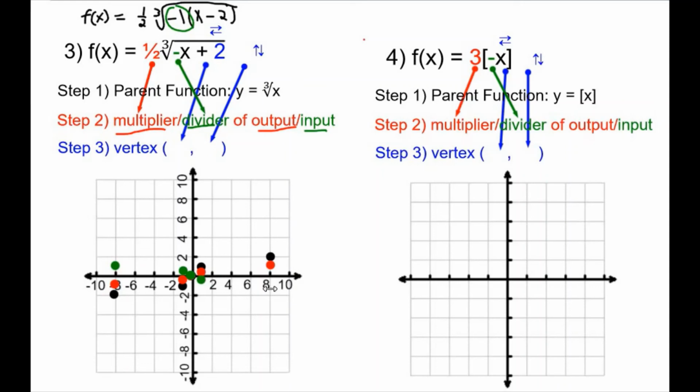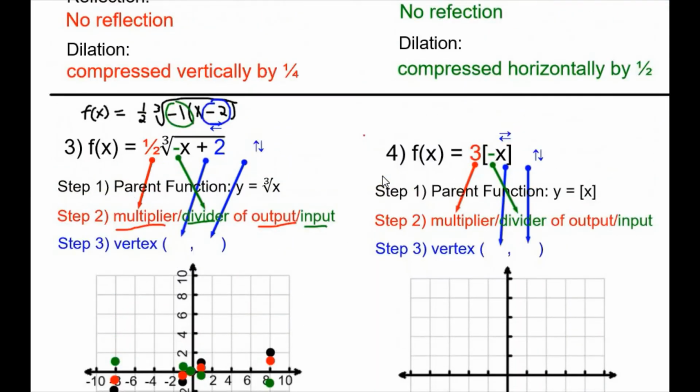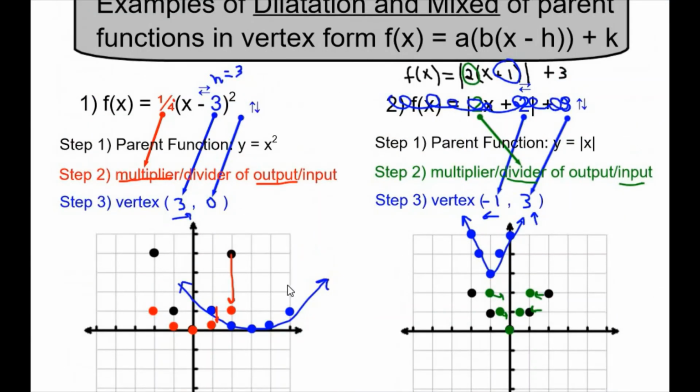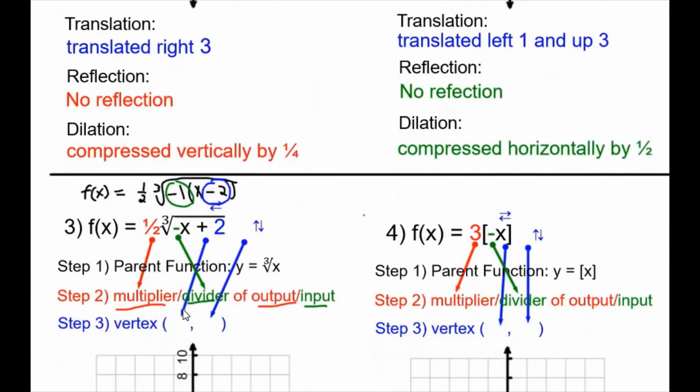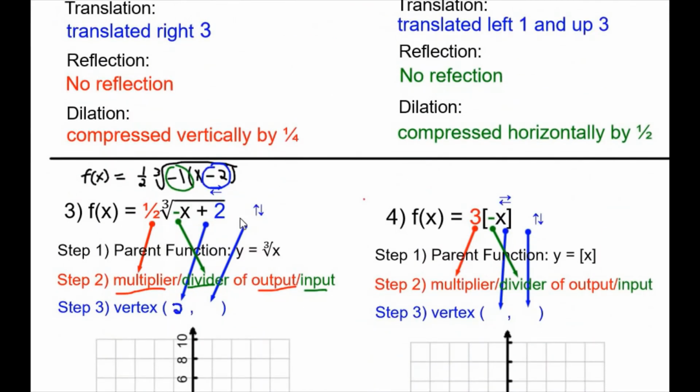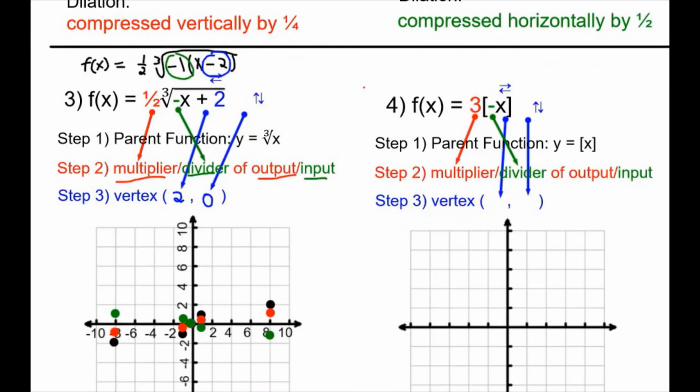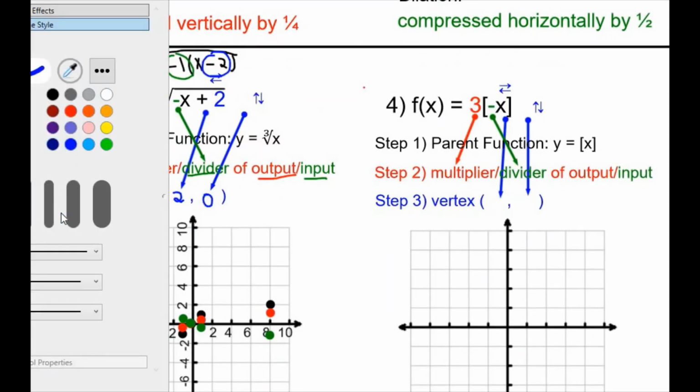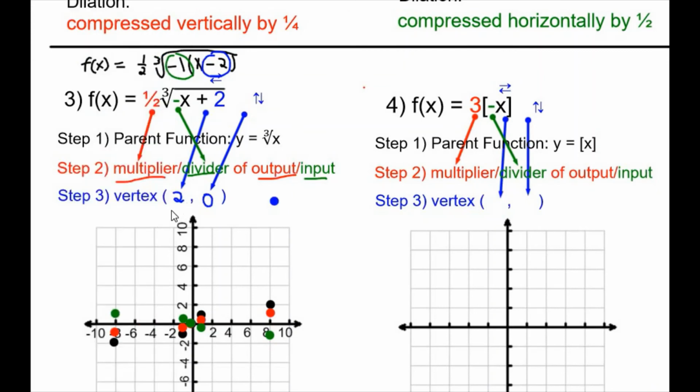And then the last thing to do in this case is to use my translation. Remember, that's negative 2, but h is always negative, so h in this case will be positive 2. And there is no k, so that will be 0. So now I will take all of the green dots and move them. It's negative 2, so there's positive 2 here, so they're all going to move to the right 2.